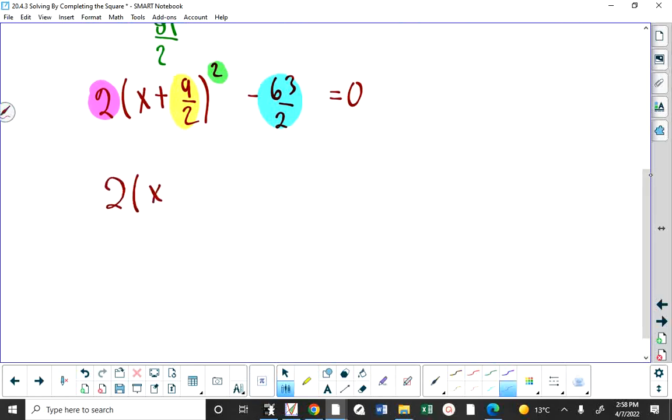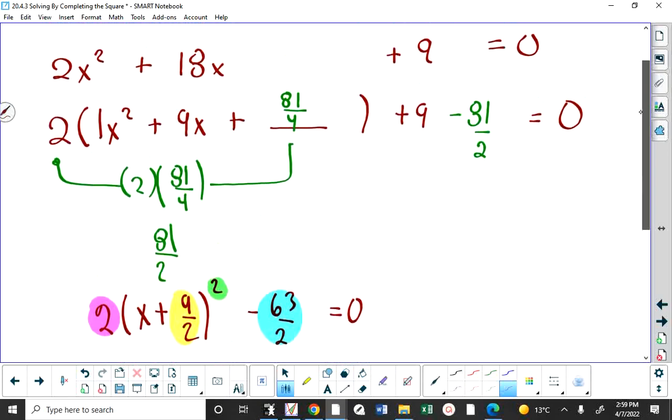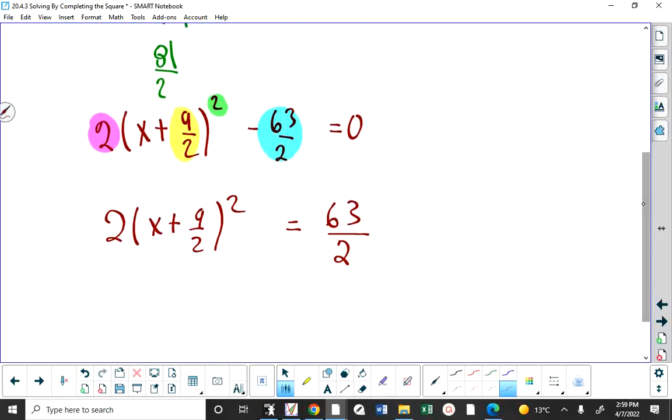2 times x plus 9 halves, quantity squared equals 63 over 2. I want to check something here. Yeah, we're fine. Okay. Now, what do I get rid of now? Let's see. Let's do it this way. What do I get rid of now?